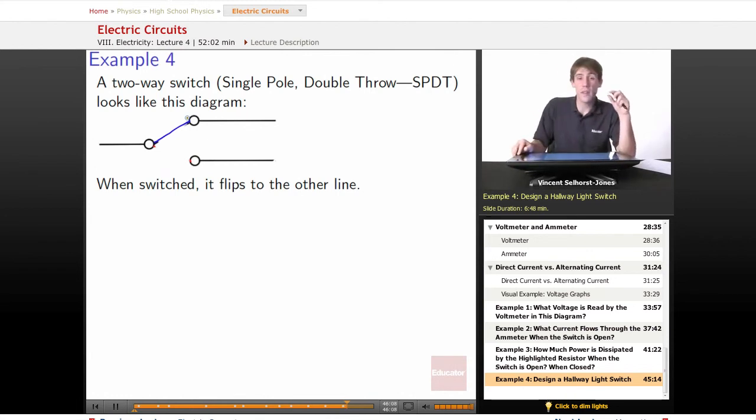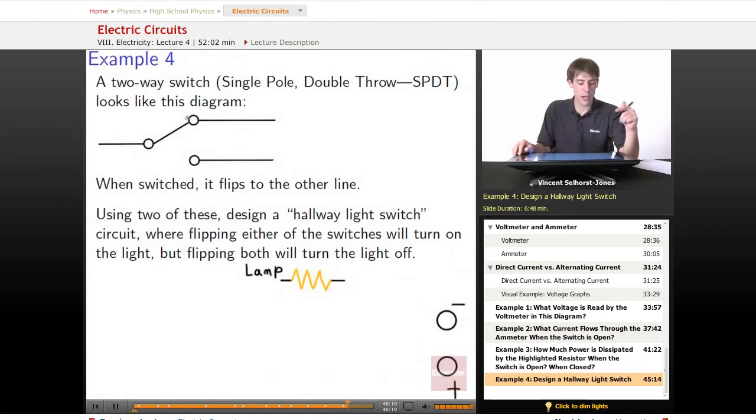All right, so this is an important element in circuits. We want to be able to have other ways to connect things, and this is a really cool switch that's going to let us do some interesting stuff now. So here's the question. Here's the idea that we're going to try to figure out. If we've got two of these, I'm going to hand you two of these switches and an arbitrary amount of wire that you can easily connect. I want you to design a hallway light switch circuit where flipping either one of the switches will turn on the light, but flipping them both will turn the light off.